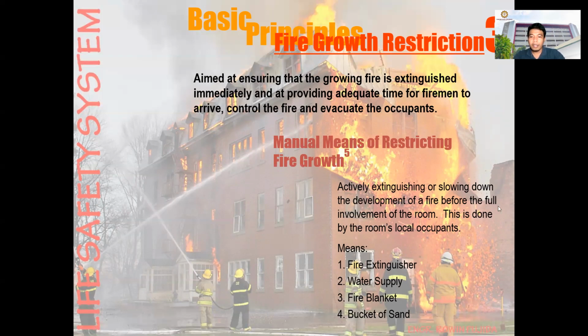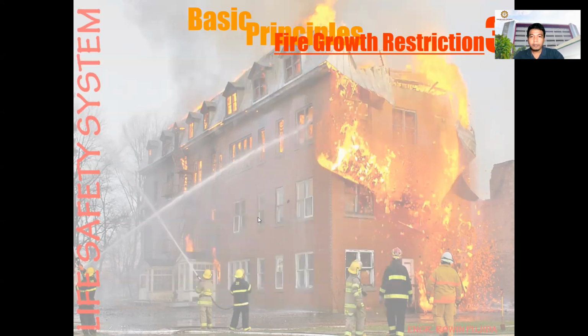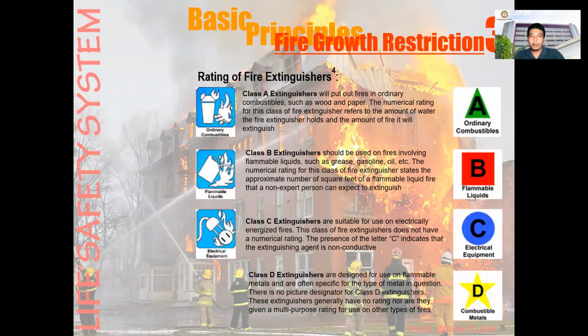So by means of fire extinguisher, water supply, you can have also a fire blanket and a bucket of sand. So this is an example of a fire extinguisher. Rating of fire extinguisher. So class A extinguisher will put out fire in ordinary combustibles such as wood and paper. So for class A extinguishers, that's for class A fires.